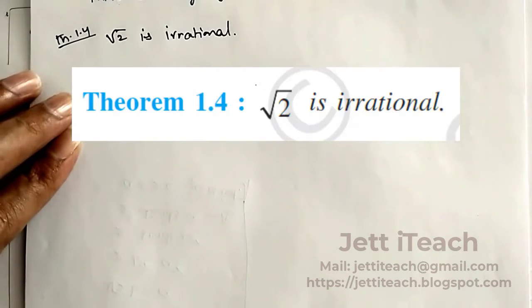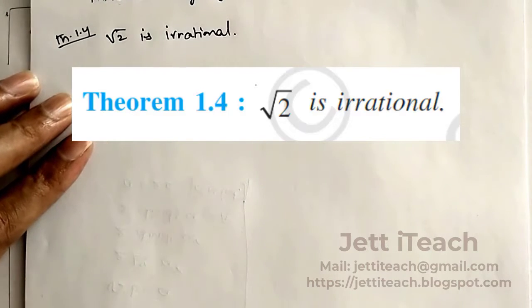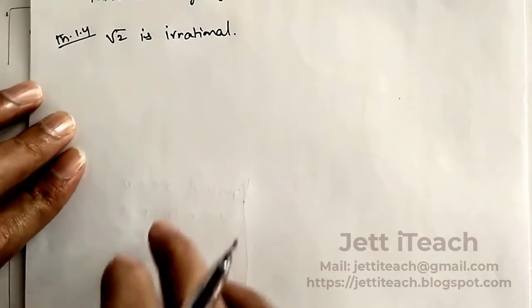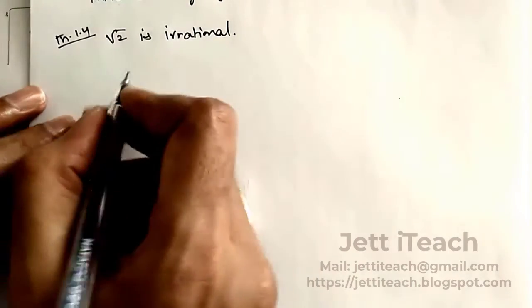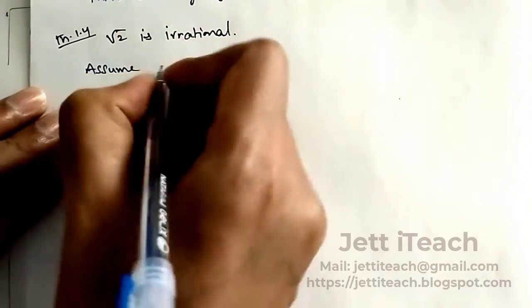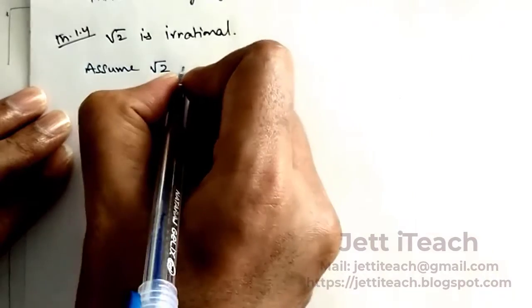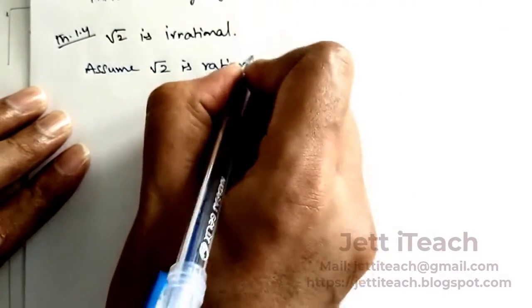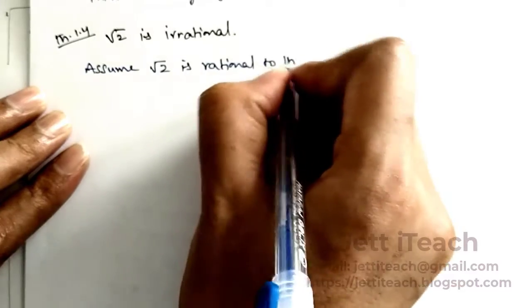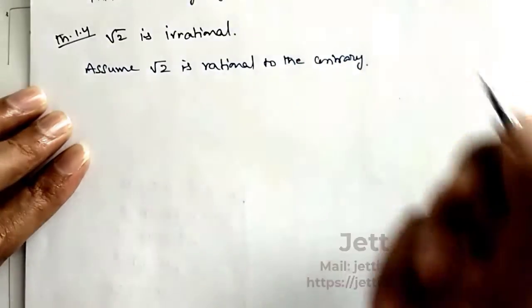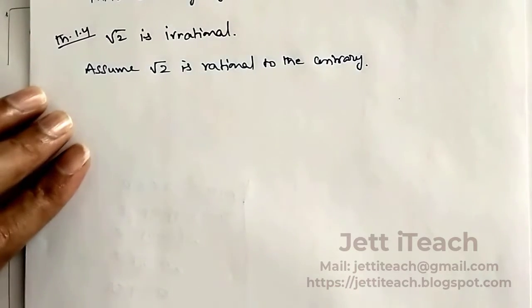Okay, first we can have a look at theorem 1.4. Root 2 is irrational. To prove root 2 is irrational, assume root 2 is rational, to the contrary.